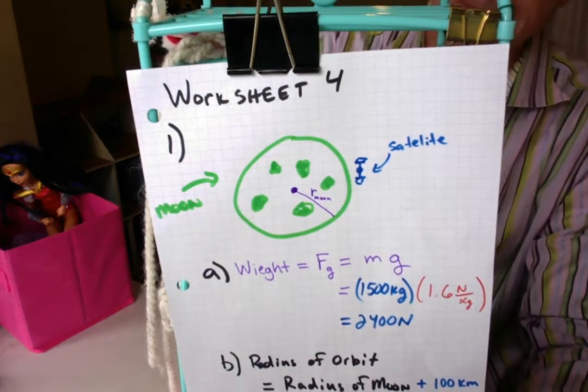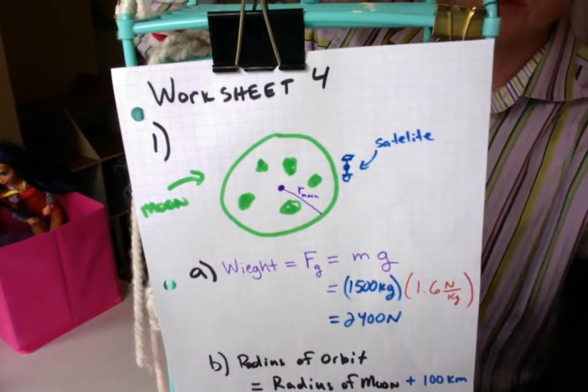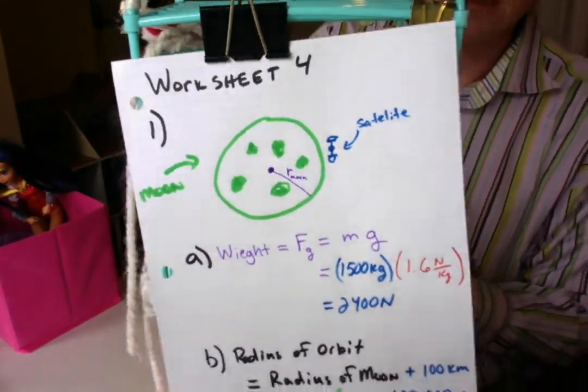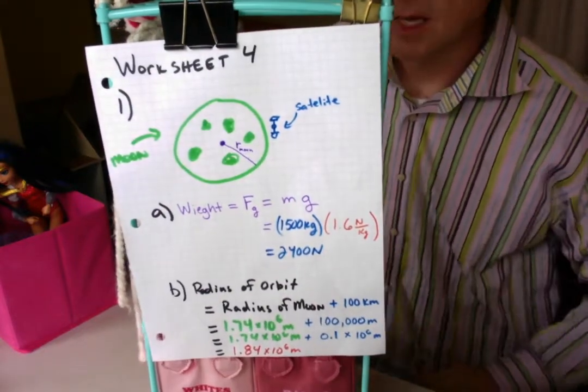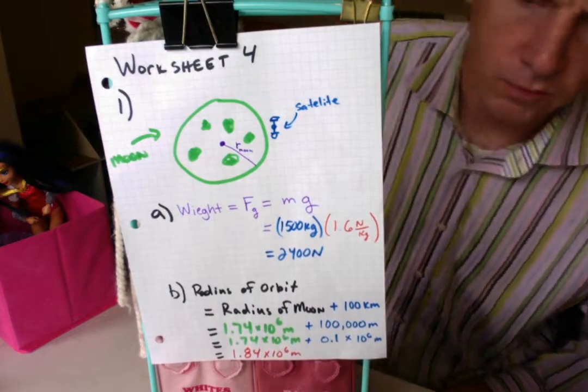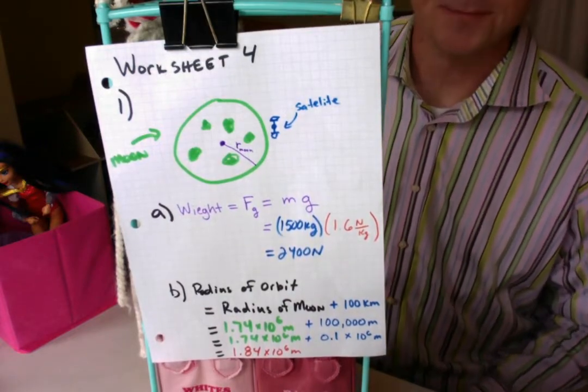Okay, easy peasy, right? All right, let's take a look at lower. There you go. All right. What do they ask for now? They ask for the radius of the orbit. All right, so this is where it gets a little bit tricky.